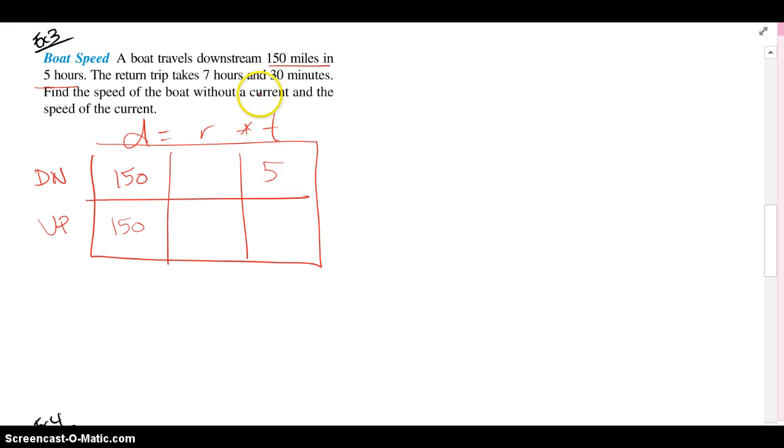I can't put it in minutes, everything is in miles an hour, so I'm going to put that as 7.5 hours for the time. We need to find two things: the speed of the boat without a current and the speed of the current. So I'll say x is speed of boat all by itself, and then I'll say y is speed of the current.